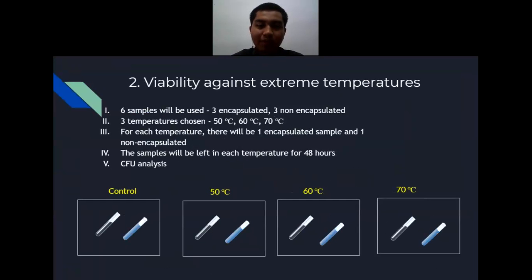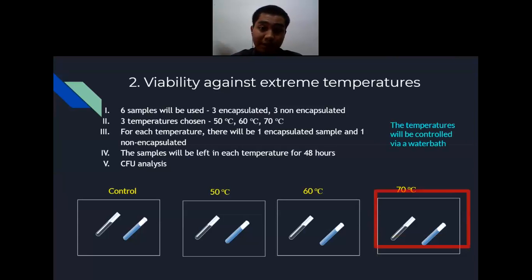Then I would undergo the experiment viability against extreme temperatures. 6 samples will be used, 3 encapsulated and 3 non-encapsulated, with the temperatures chosen as mentioned before. For each temperature, there will be 1 encapsulated sample and 1 non-encapsulated sample. The samples will be left in each designated temperature for 48 hours before undergoing CFU or colony forming unit analysis. The temperatures will be controlled by a water bath found in our lab.